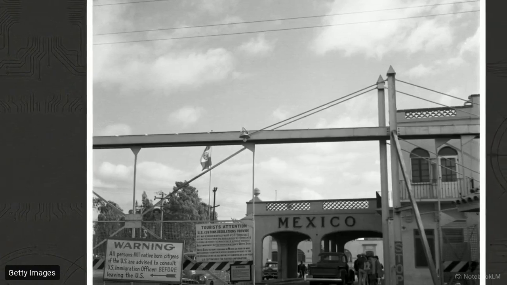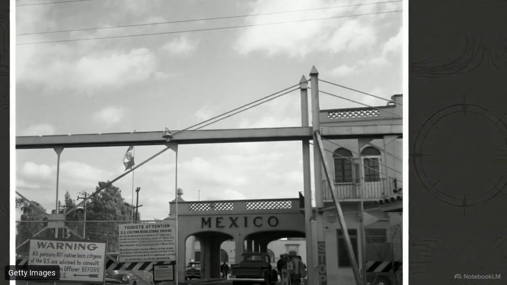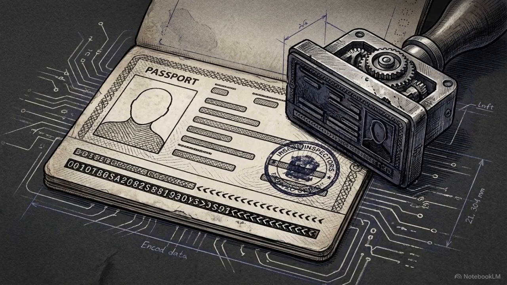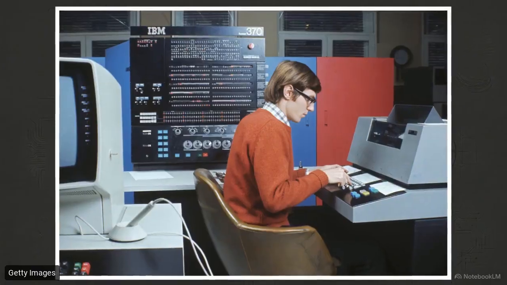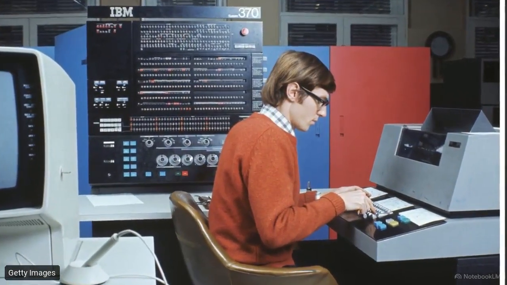For decades, border enforcement operated at human speed. A physical checkpoint, a paper document, and a visual inspection were the primary tools used to process the daily flow of traffic. But as global travel scaled, the U.S. border required a computational foundation.